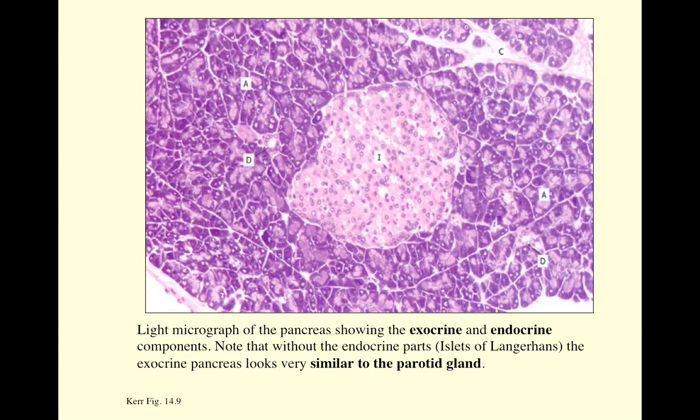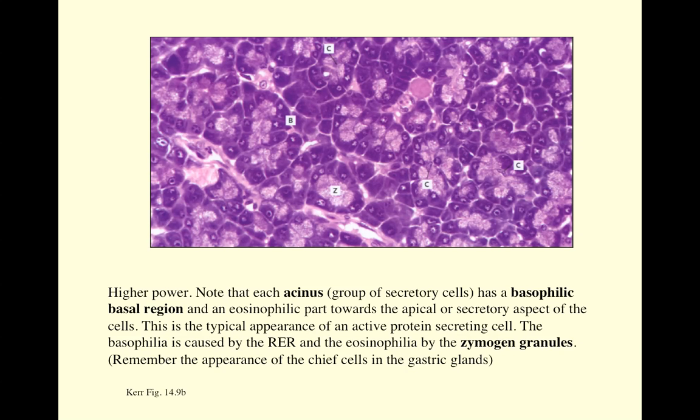Remembering the pancreas is a serous-only gland, but obviously in comparison to the parotid gland, the parotid gland doesn't contain islets of Langerhans. And one thing that the pancreas doesn't contain are striated ducts. So striated ducts are salivary gland only, and the pancreas contains the islets of Langerhans.